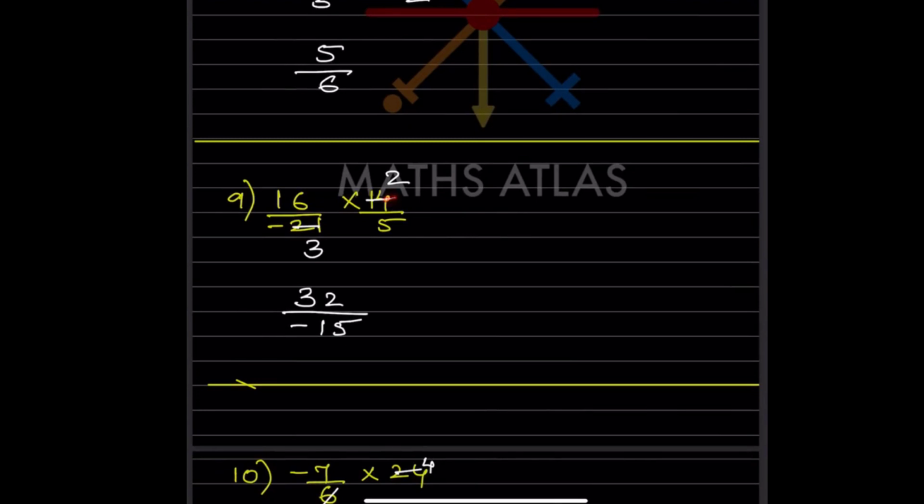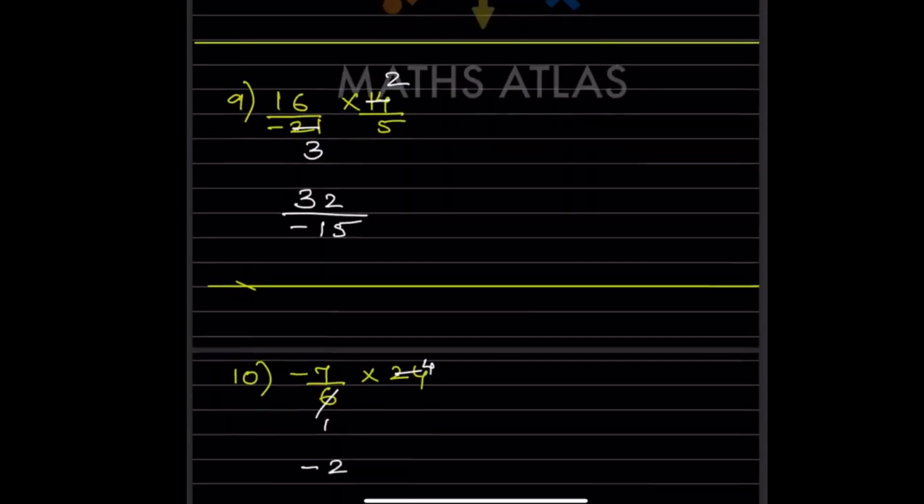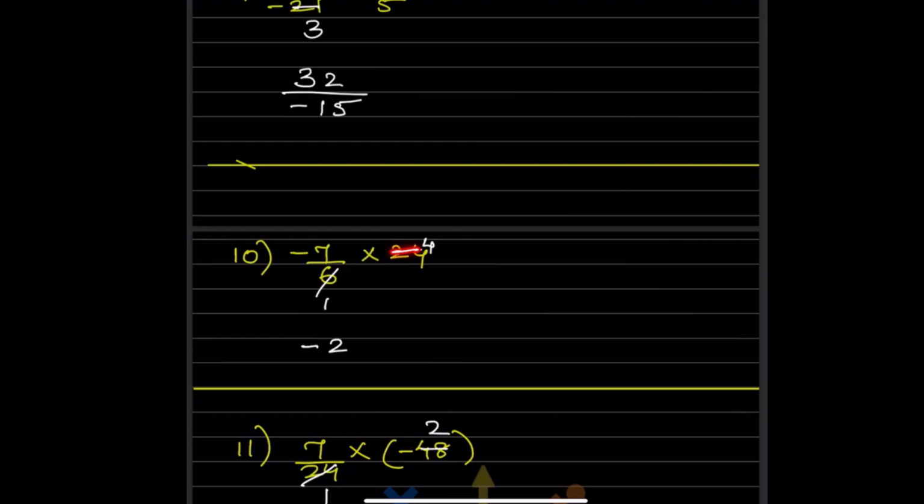Again here, 7 twos are 14 and 7 threes are 21. So what will be here? 16 twos are 32, and this is minus, 3 fives are 15. So 32 by minus 15. Here we can do one thing, 6 ones are 6 and 6 fours are 24. So here what you can see, minus 7, so this is going to be minus 28. 7 fours are 28. So that will be minus 28.